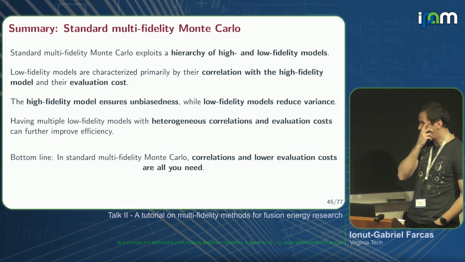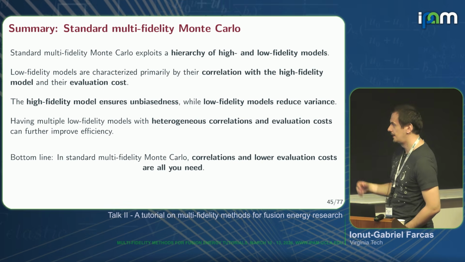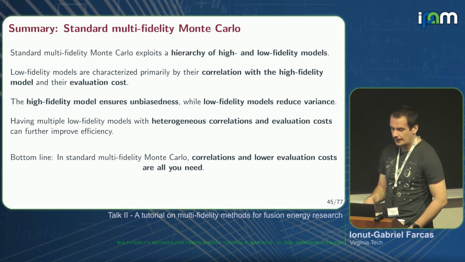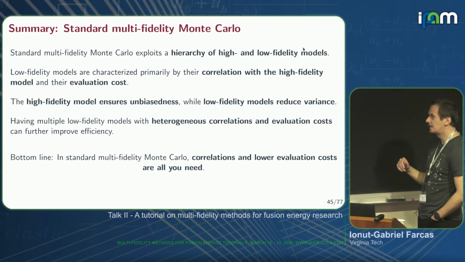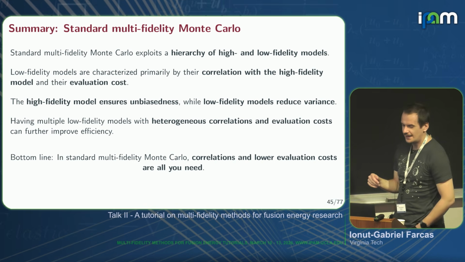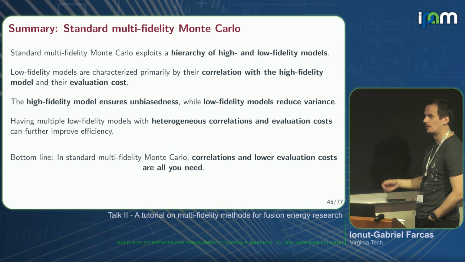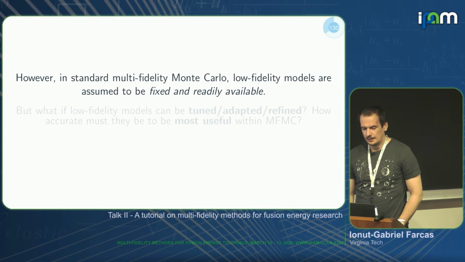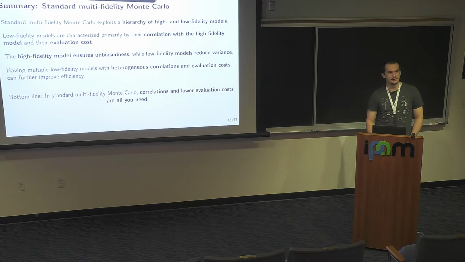And as we saw in a few examples, having multiple low-fidelity models with heterogeneous properties, meaning correlations and evaluation costs, can further improve efficiency. So to summarize this with a punchline, for standard multi-fidelity Monte Carlo sampling, correlations and lower evaluation costs are all you need. All right, any questions before we move on? Now we move on to the good stuff.